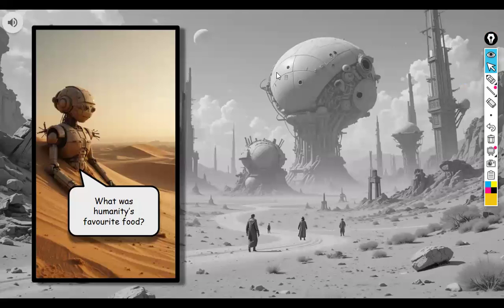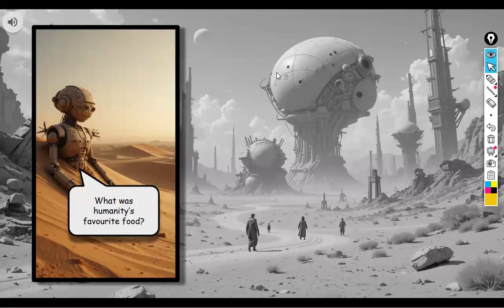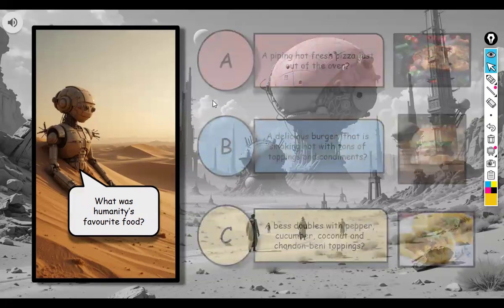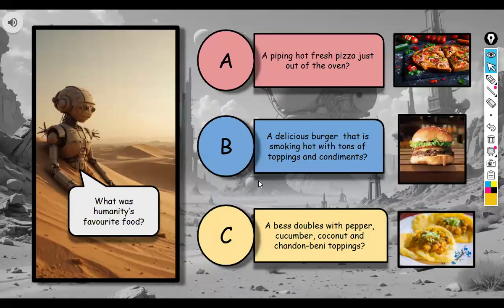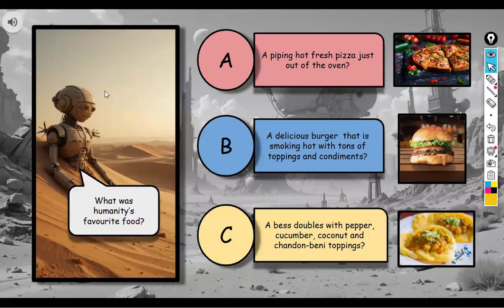For those who are following the storyline, the robots in the future are really curious about human nature. And the first thing they ask one of the humans is: what was humanity's favorite food? I'm going to present you with 3 options. Look at the 3 options, and you're all going to vote.